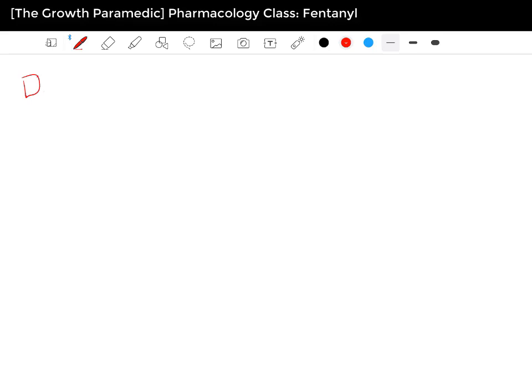Definition. So fentanyl is a narcotic analgesic, very similar to morphine in terms of pain management. So narcotic analgesic.